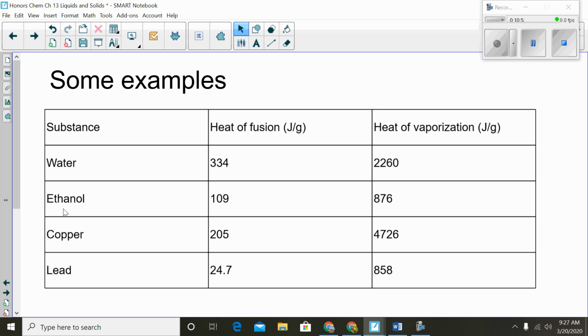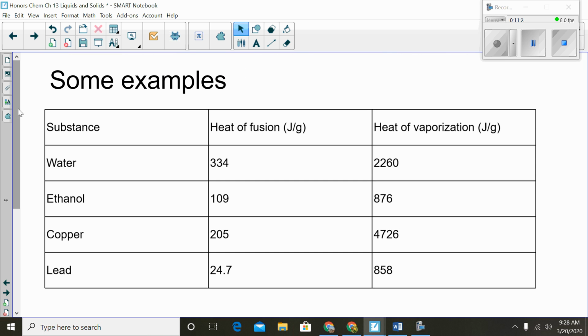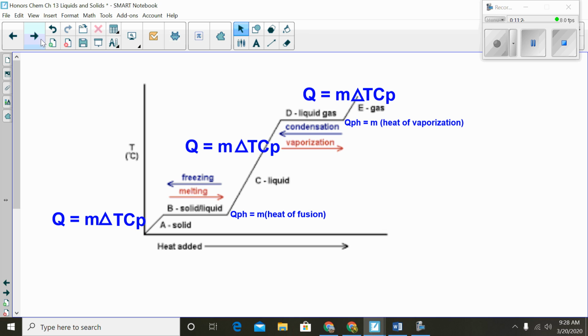And then here is ethanol, which is a type of alcohol. So you can see the numbers are a little bit lower because alcohol is more volatile, right? It doesn't have the same type of intermolecular forces as water, so these will change phases easier. Here's copper and lead. These are two metals, and you can check the difference. I'm not asking you to analyze this or to try and deal with this on your own. You just need to use these in the problems that I set up for you. So these are set values that I just wanted you to be aware of. Okay.